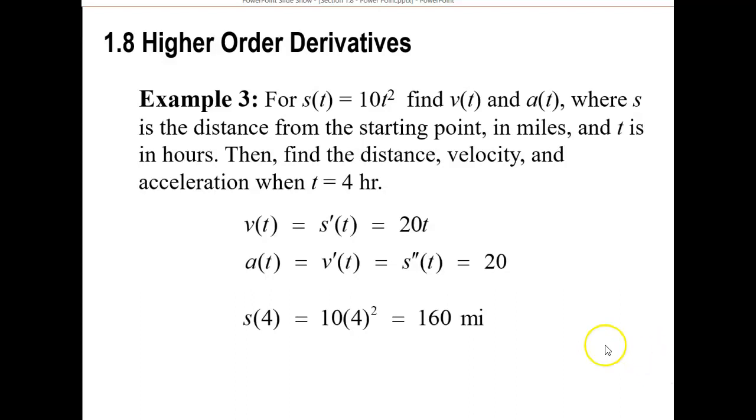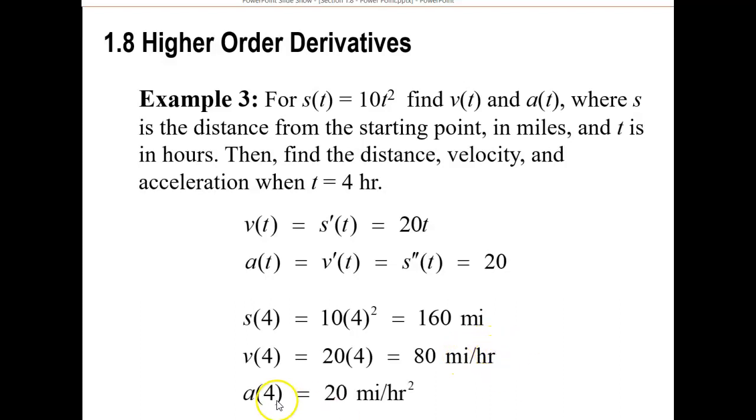So the position value at 4 is 10 times 4 squared, or 160, plugging that into the s function that we were given. Velocity at time 4, velocity is 20t, so 20 times 4 is 80. Notice this is a rate of change, so this is just a distance, so it's just miles. Rate of change would be miles per hour. And then acceleration at time 4, plugging in 4 in here, it's just a constant anyway, so it doesn't matter what t is, so that's just 20.